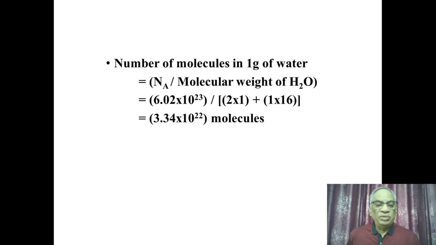Number of molecules in 1 gram of water is equal to Na divided by the molecular weight of the water molecule. That is 6.02 × 10^23 divided by the molecular weight of 2 hydrogen atoms and 1 oxygen atom. So 2 × 1 + 1 × 16, the atomic weights of hydrogen and oxygen. So you will get 3.34 × 10^22 molecules. That many molecules are present in 1 gram of water.